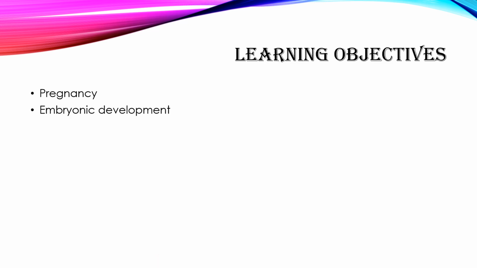So what are the main things we are going to learn today? We will be learning what pregnancy is, how pregnancy happens, and how embryonic development takes place. In the previous episode we learned about fertilization and implantation, and we know that the trophoblast is getting implanted. So that part is over.